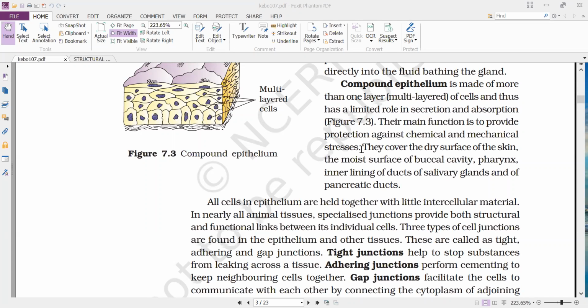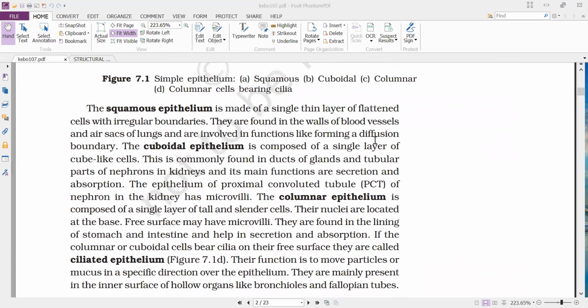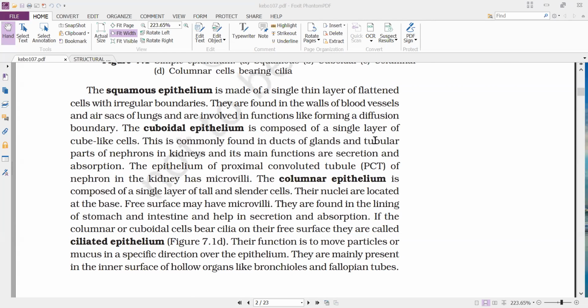Remember the examples, remember where each epithelium is present. That is very, very important. Mostly they will ask questions related to this only. Where the squamous epithelium is present: it is present in the walls of blood vessels and air sacs of lungs. And where the cuboidal epithelium is present: it is found in the ducts of glands and tubular parts of nephrons in kidneys.